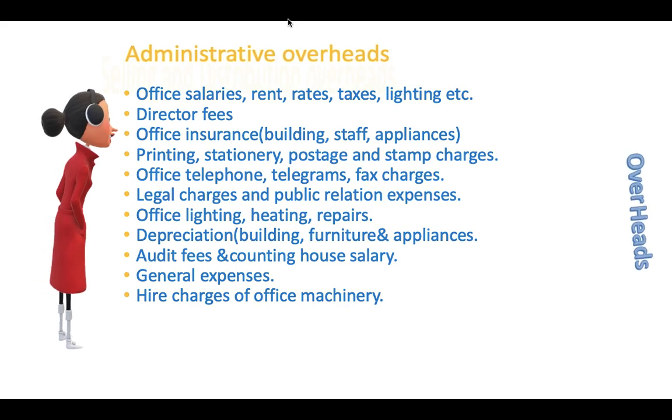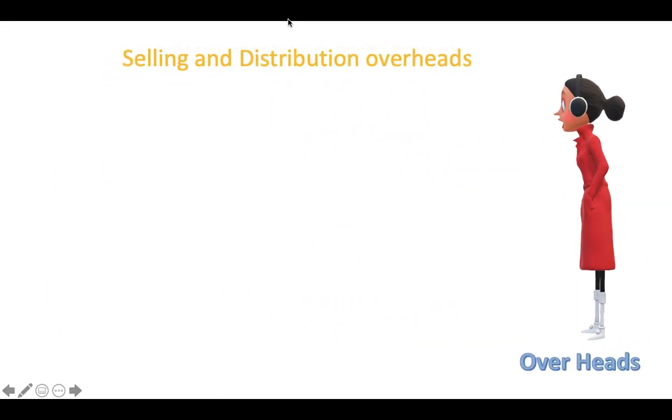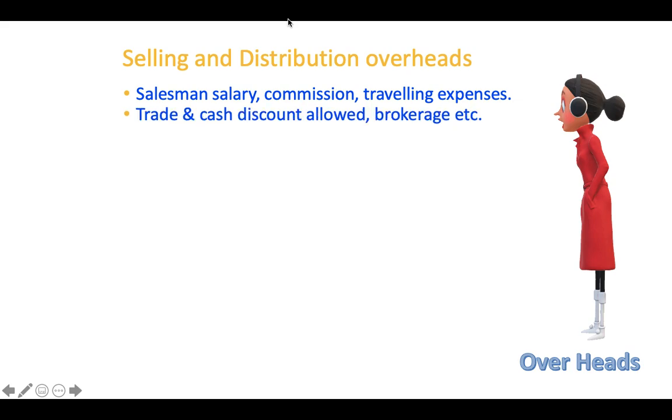Next, we are going to see the selling and distribution overheads. These are the various overheads we can see under selling. After the production is over, we go to the selling and distribution level. At that level, we can see all these overheads. The first one is salesman salary, commission, traveling expenses, trade and cash discount allowed. Please make a note, trade and cash discount allowed can be given only under the selling and distribution overheads. The same applies to brokerage. Then branch expenses and sample expenses.